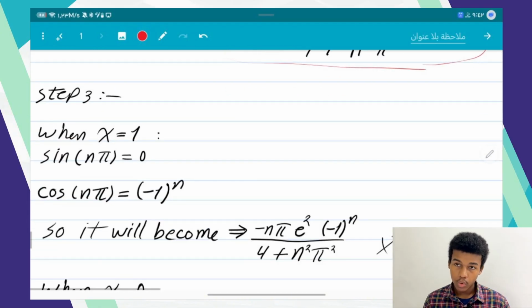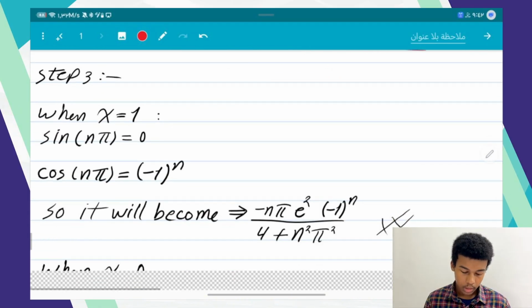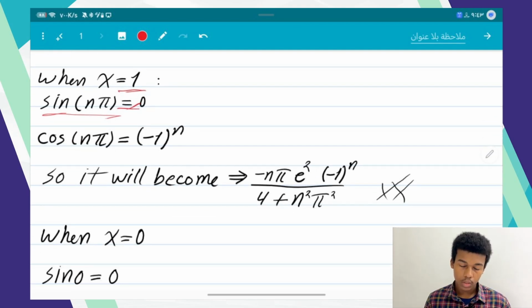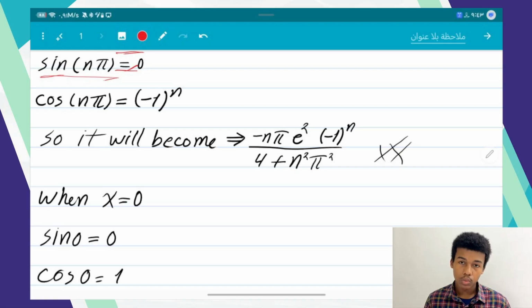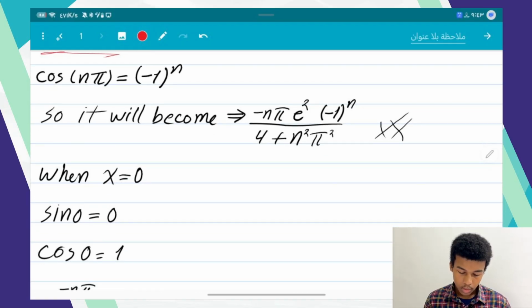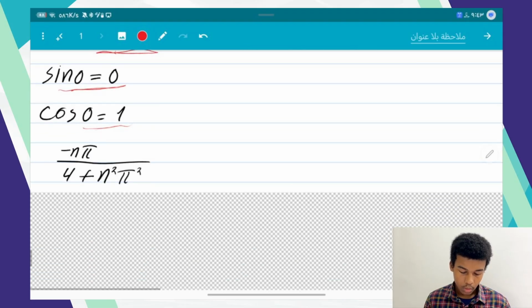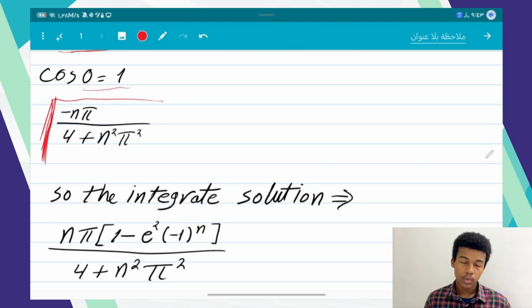Step 3, we will have the integration by parts. When x equals 1, sine nπ will equal 0, and cos nπ will equal minus 1 exponent n. So after solving the integration, we will get this value. The second step is when x equals 0, sine 0 will equal 0, and cosine 0 will equal 1. So after solving it again, we will get this answer.